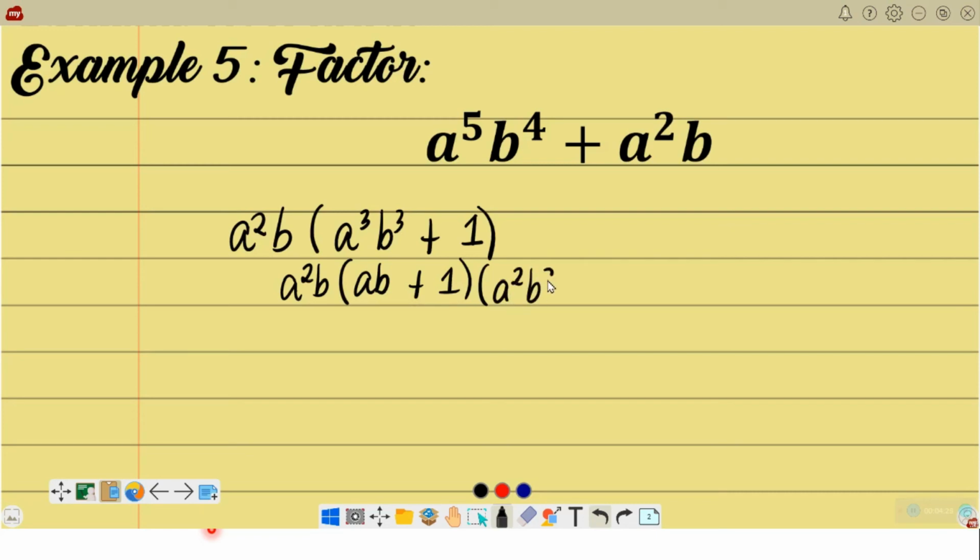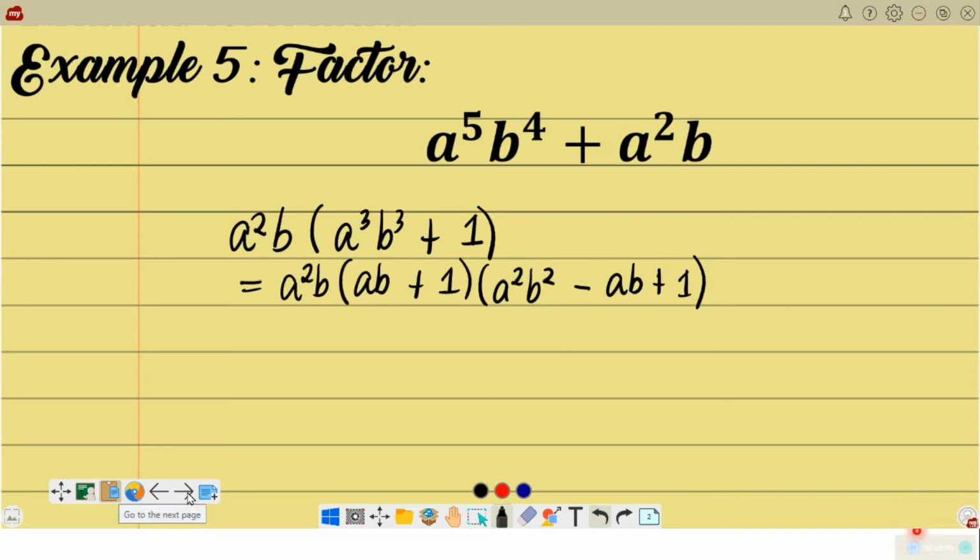Then, get the square of our first cube root. a squared, b squared. Then, multiply. But before that, do not forget, our sign should be the opposite of the one in our first factor. Then, 1 times ab, the answer is ab. And then, get the square of the second cube root. So, 1 squared is equal to 1. Now, this is our final answer. So, no need to rewrite since we no longer need to multiply or square anything. So, this will be our final answer for example number 5.